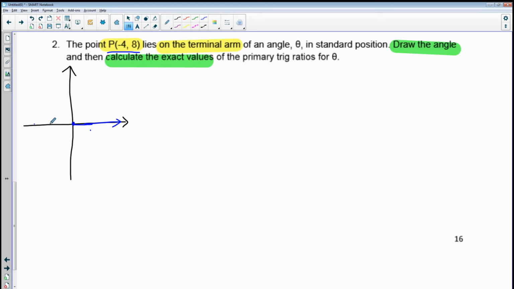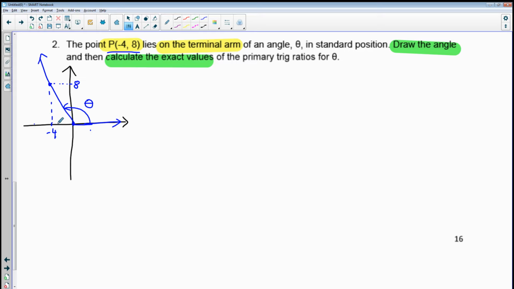So let's put down -4, 8. So x is -4, y is 8. So that's the point. Since it's on the terminal arm, our terminal arm better pass through this point, like that. So our angle is from the initial arm to here. That is my angle.